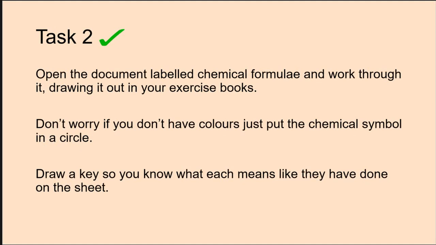Your second task is to open the document labelled chemical formulae and work through it, drawing it out in your exercise book. Do not worry if you don't have any coloured pens or pencils, just put the chemical symbol in a circle like so. So if I was doing iron, I would draw a circle with Fe inside. Make sure you draw a key just like they have done on the sheet. Pause the video and complete this work. If you're stuck, don't forget you can always message me on Teams.